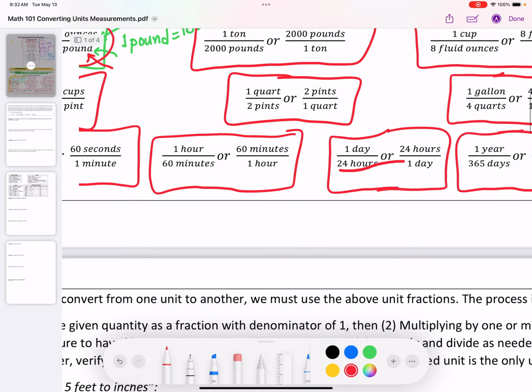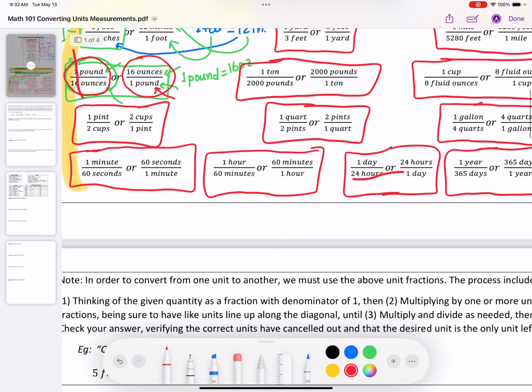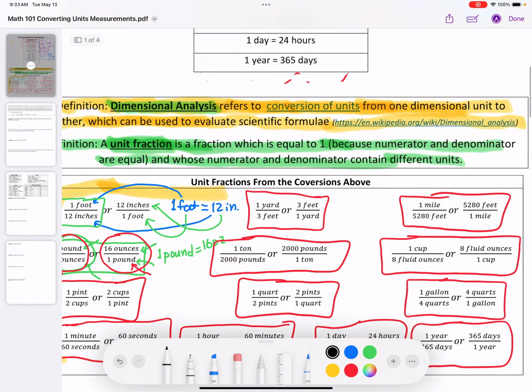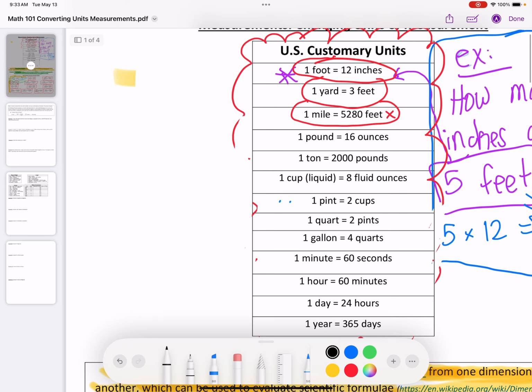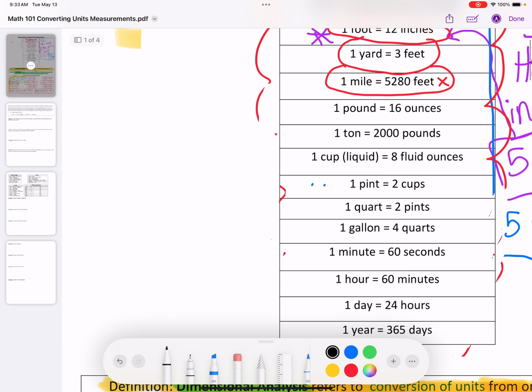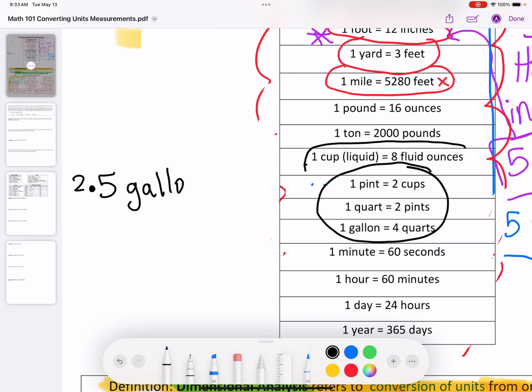So the idea behind this dimensional analysis is, let's say I'm going to go over here. I'm making myself run out of room. But imagine, especially with the volume, I'm thinking 1 cup is 8 ounces, 1 pint is 2 cups, 1 quart is 2 pints, and so on. 1 gallon is 2 quarts, that kind of thing. What if I said I have 2.5 gallons? Convert that to quarts? Yeah, quarts.